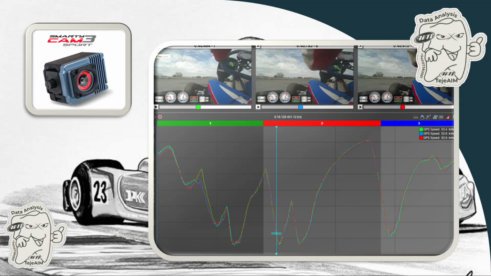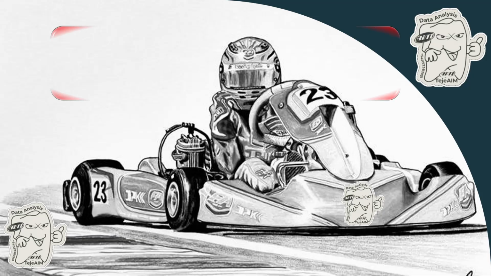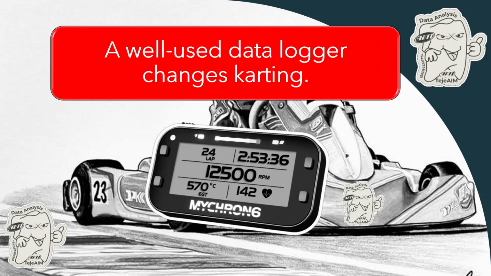A well-used data logger changes karting. It takes it beyond pure trial and error from mere feelings and leads to evidence-based decision-making. It's physics, perception, and data all rolled into one. Knowing how to read that is what makes the difference.